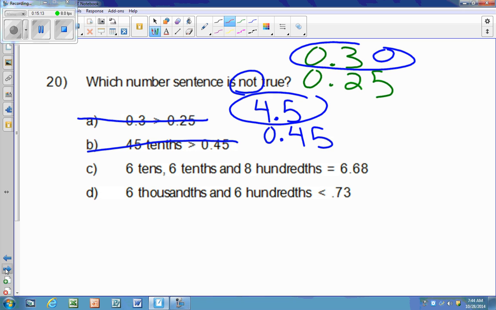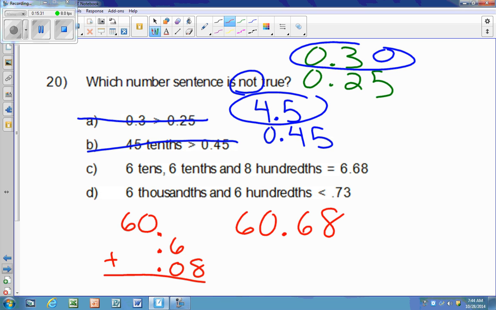Next one is 6 tenths. So 6 tenths would be 60 with a decimal right there. 6 tenths would be this, and 8 hundredths would be this. And when I add all of that together, I would get 60 and 68 hundredths. This is not true because it says 6. So right now that could be my answer. But I want to make sure.